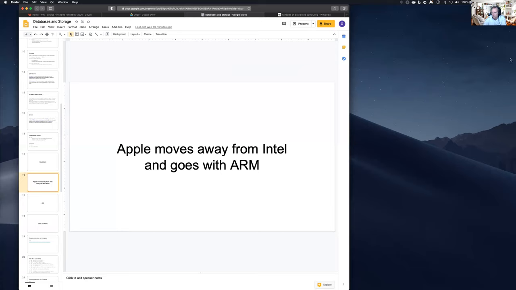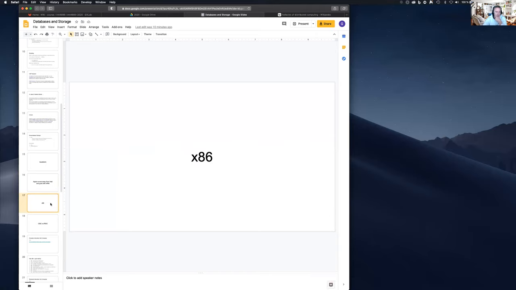So you all heard that Apple is ditching Intel, right? They will go with ARM for their computers and for their laptops and for everything. Of course they were using ARM for their mobile devices like phones and tablets, but not for the computers. And they are going away from the Intel platform. So let's discuss it a little bit.